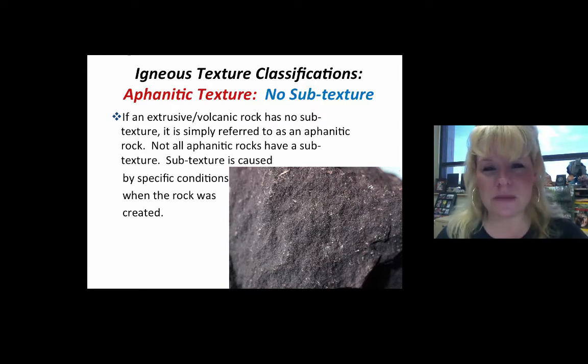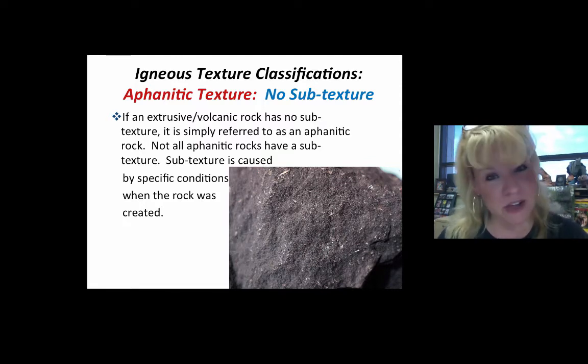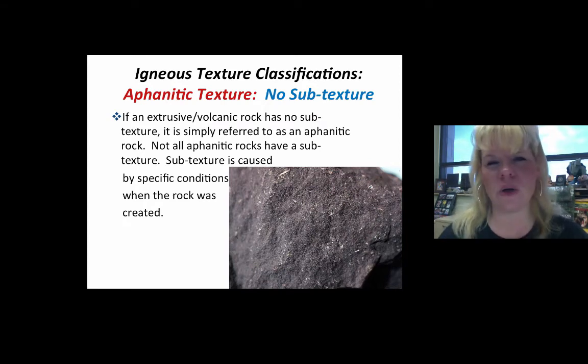So if you see subtexture in an igneous rock, it simply helps you to put more clues to how that rock was formed. So remember, not all aphanitic rocks have the subtexture, but they can also have multiple types of subtexture occurring in the same rock, just like you saw with the vesicular basalt that had olivine crystals. It was vesicular and it was porphyritic.